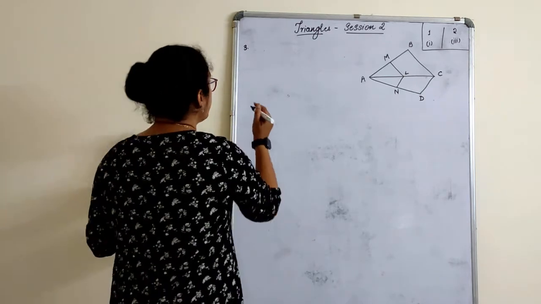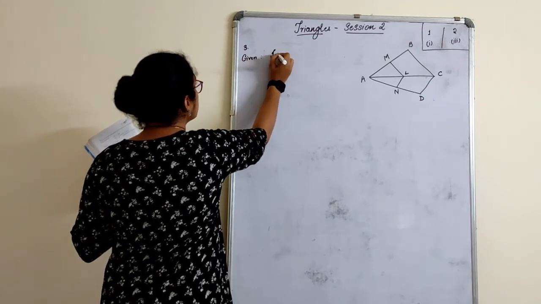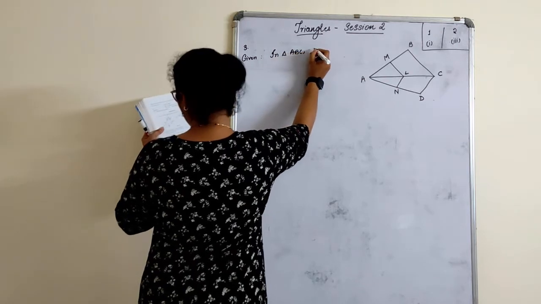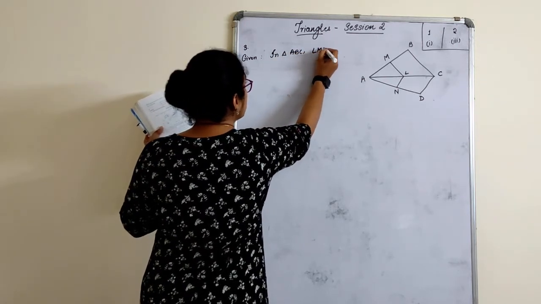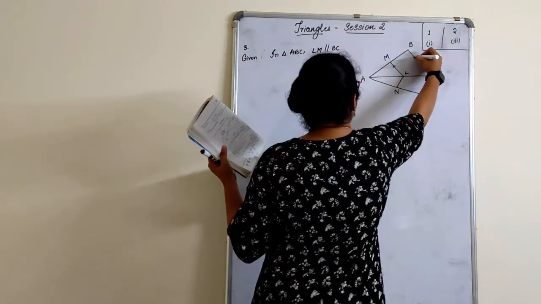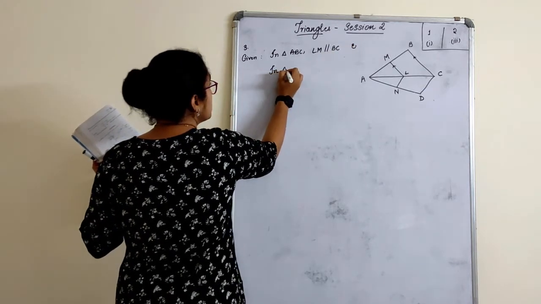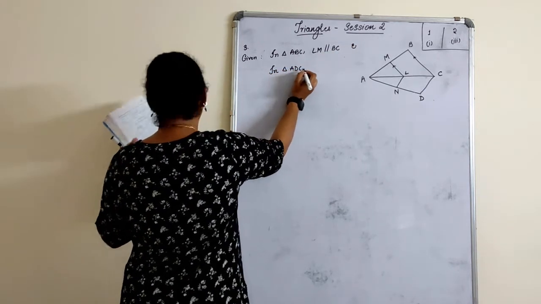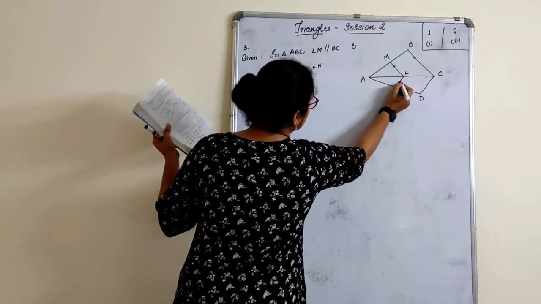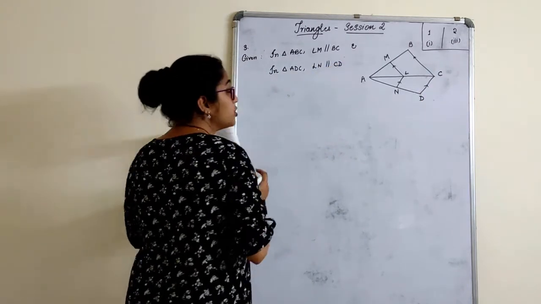Prove that. First we will write here, given: in triangle ABC, LM is parallel to BC. So this is parallel to this. And in triangle ADC, LN is parallel to CD. This much is given.